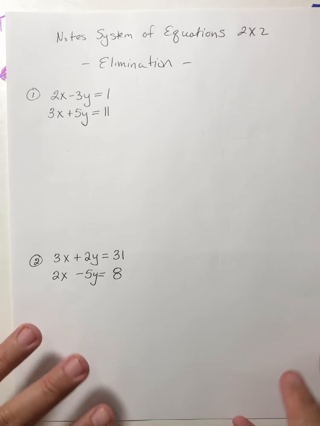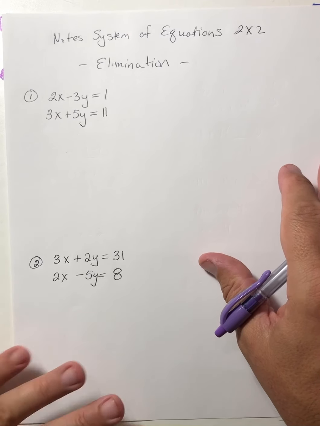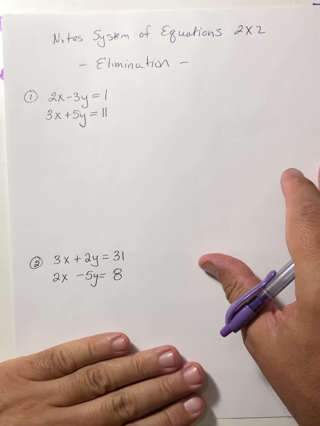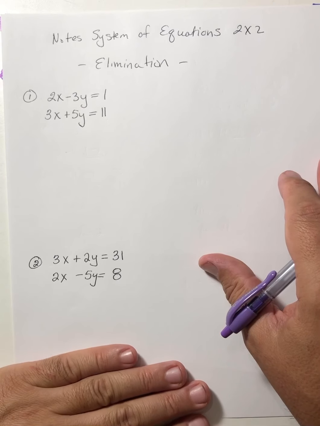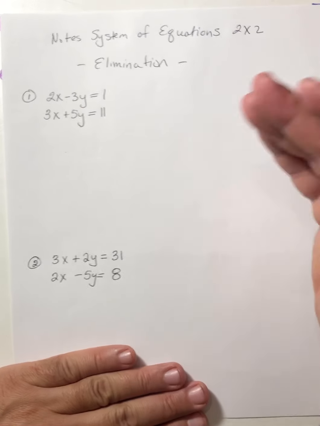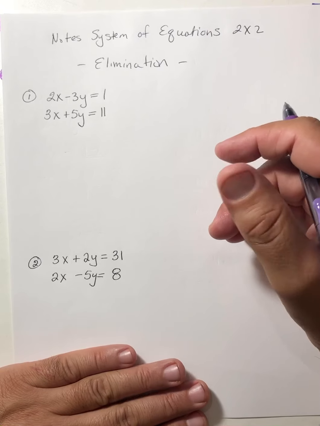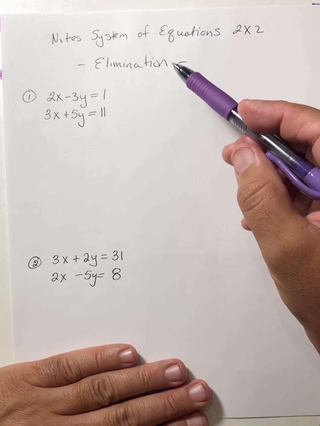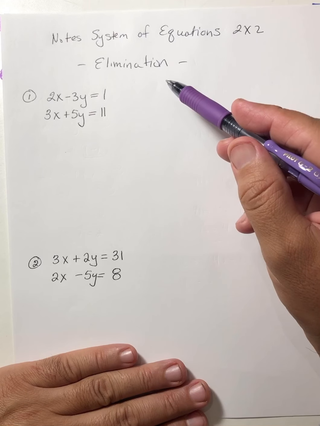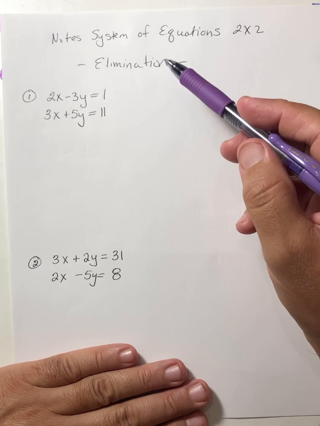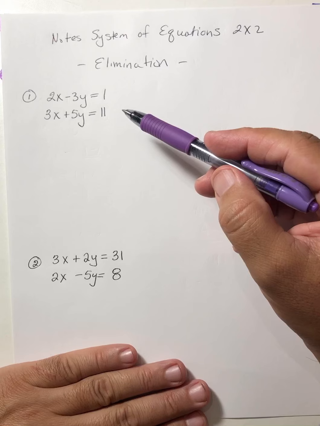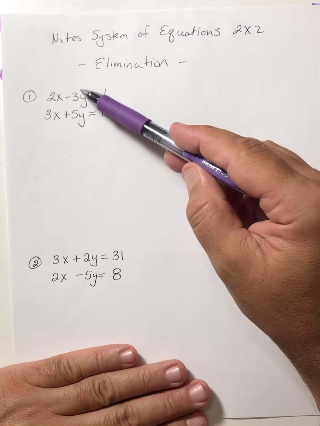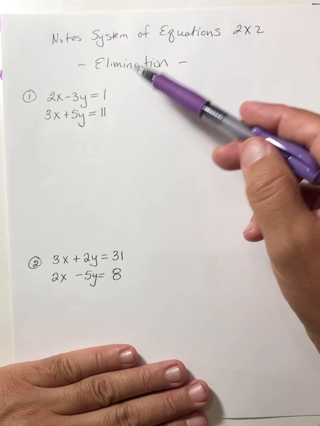Now we're going to do the same thing using the elimination method. Elimination method is a little bit different. We usually just say elimination method, but it's technically elimination by addition. What does that mean? That means we're going to be adding these equations together, and we want to hope that either the x's cancel or the y's cancel by addition.